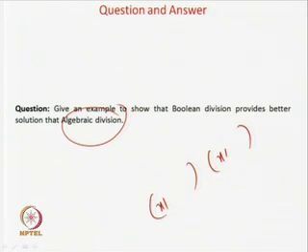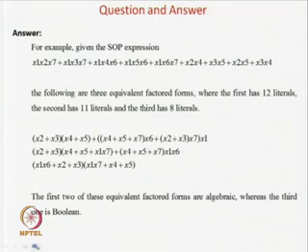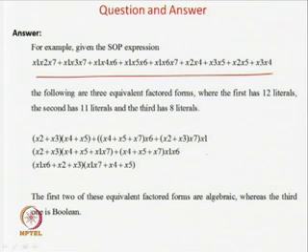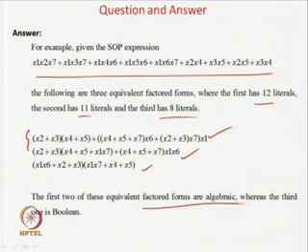And in fact, Boolean division will give you a better solution than algebraic division. But Boolean division is more complex than algebraic division. That is why we have not gone into this, but just to give you the idea of what the case is. So if this is your f, okay, then there are 3 equivalent factored forms. The first one has 12 literals, the second one has 11 literals, and the third one has 8 literals. So you can observe that these two are algebraic, and the third one is Boolean, because you can see x1 and x1 is common over here.